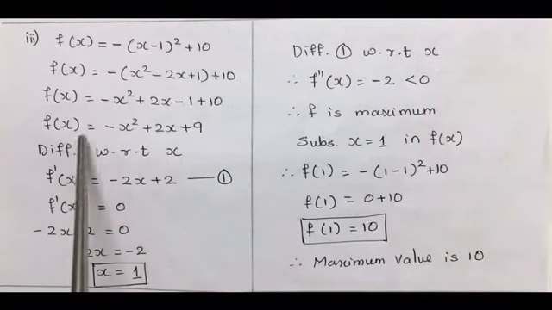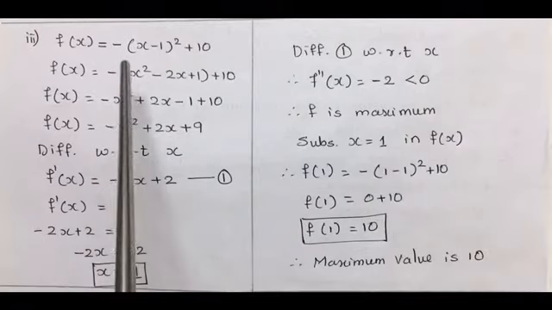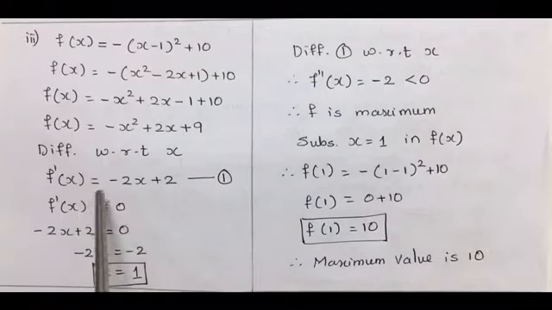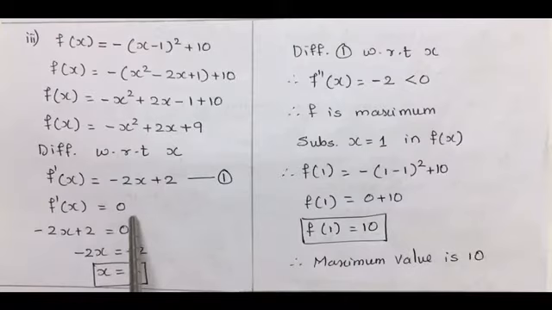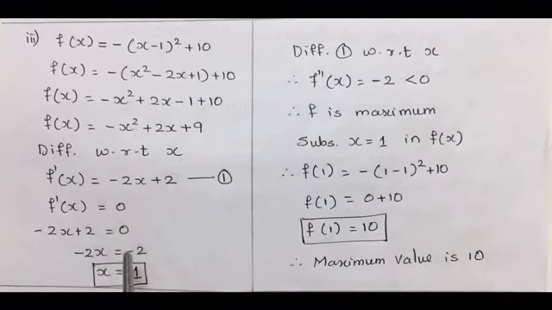Now differentiating f with respect to x, we get f dash x is equal to minus 2x plus 2. Now once the f(x) is known to us, we always calculate the first derivative. The first derivative will be equated to 0 to get the value of x. This procedure for almost all examples we have to follow. So equating the first derivative to 0, we get the value of x as 1.